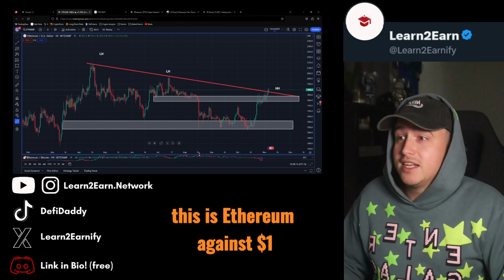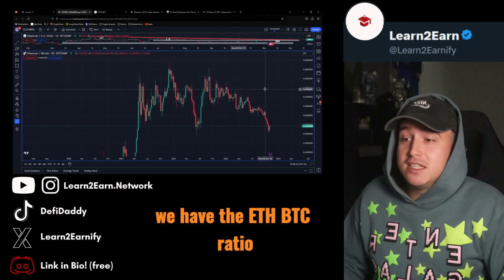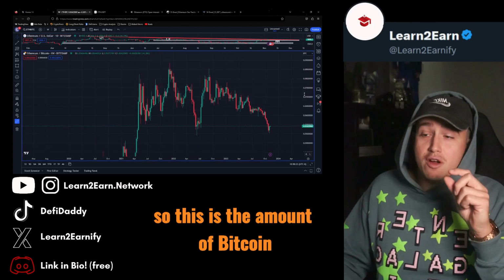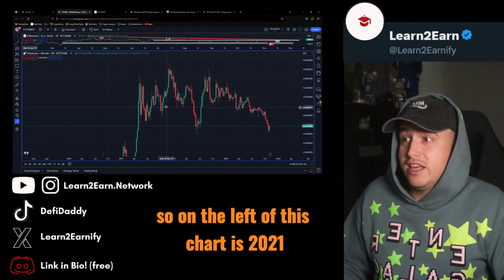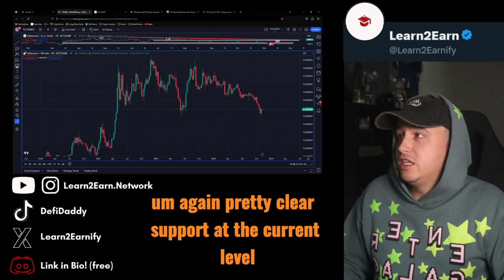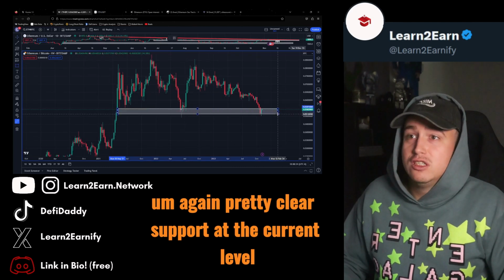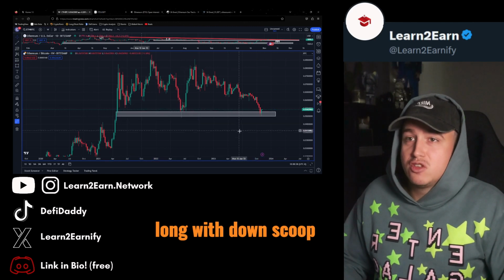This is Ethereum against the dollar, but if we pull up this other chart here, we have the ETH BTC ratio. So this is the amount of Bitcoin it costs for one Ethereum. This is the weekly time frame. On the left of this chart is 2021. Again, pretty clear support at the current level. I guess you could identify these as a macro zone, right? Long wicks down, scoop right back up.